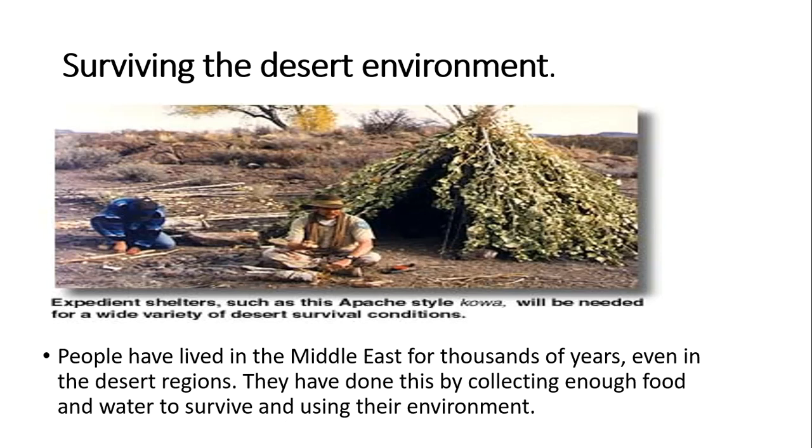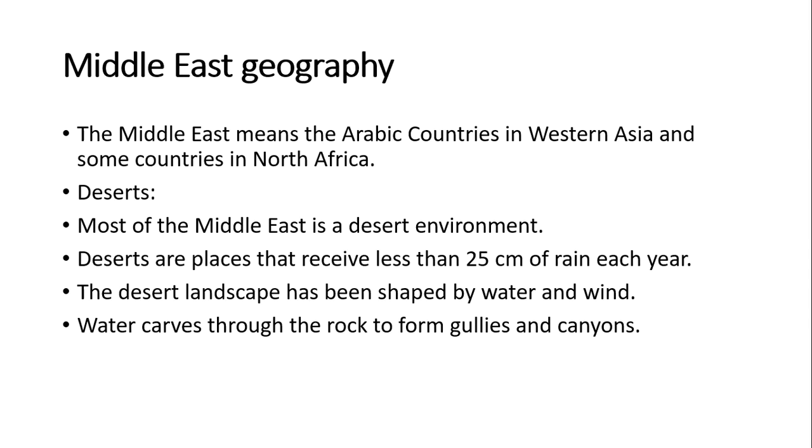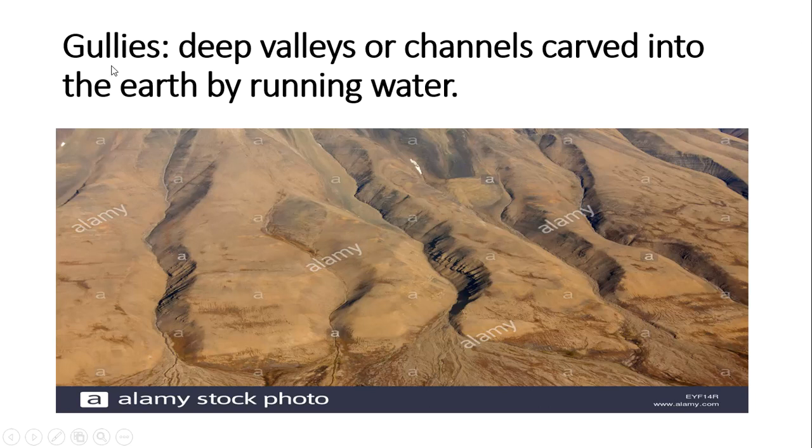Okay? So today we are done with many parts. Number one, it was the Middle East geography. We discussed deserts, and we said that most of the Middle East is a desert environment. And we discussed also the meaning of gullies. We said that gullies are deep valleys or channels carved into the earth by running water.